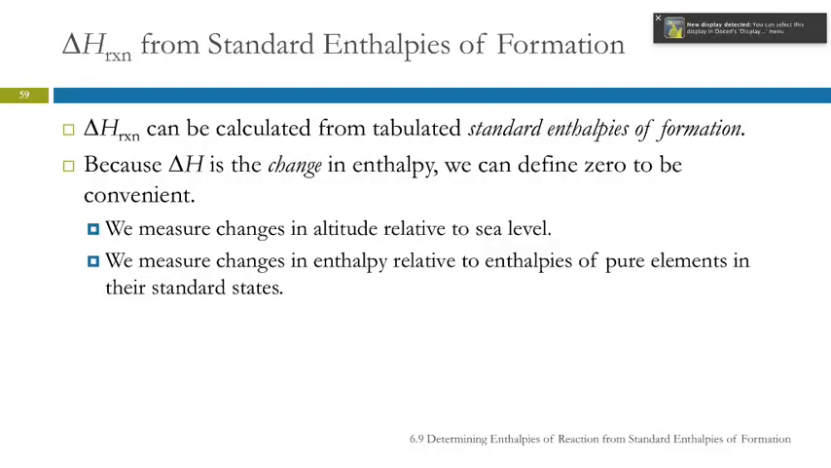So we can get delta H for a reaction using Hess's law, like we just did. Or we can also get it from what are called standard enthalpies of formation. Delta H is the change in enthalpy, and so we can call 0 whatever is convenient. We measure changes in altitude relative to sea level, right? Because the center of the Earth as 0 is not convenient, but sea level is very convenient. So we chose that to be 0 elevation.